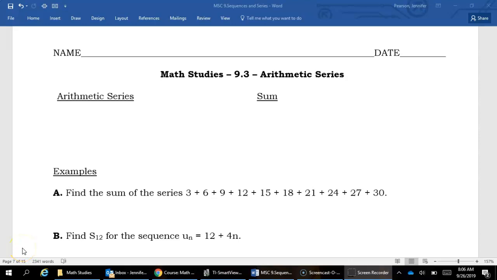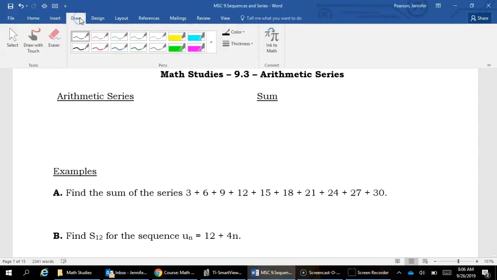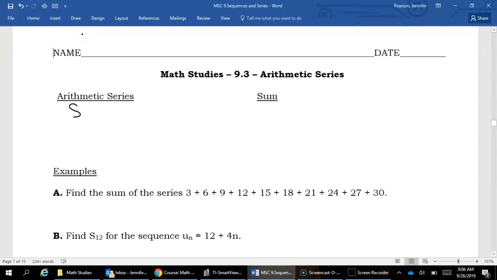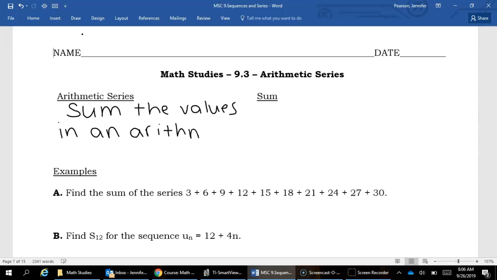This is Math Studies Lesson 9.3, Arithmetic Series. An arithmetic series is when you sum or add the values in an arithmetic sequence.